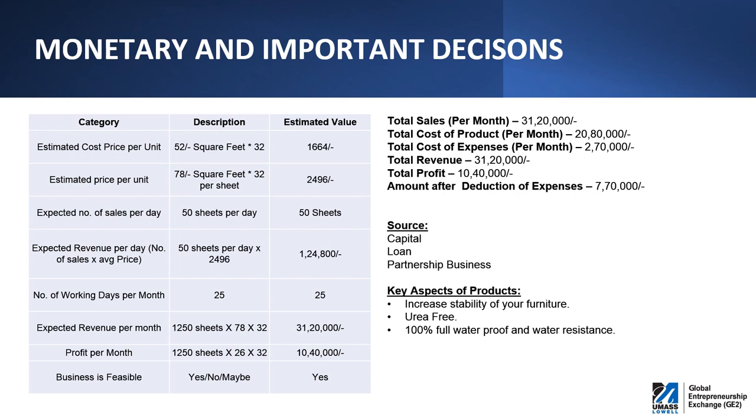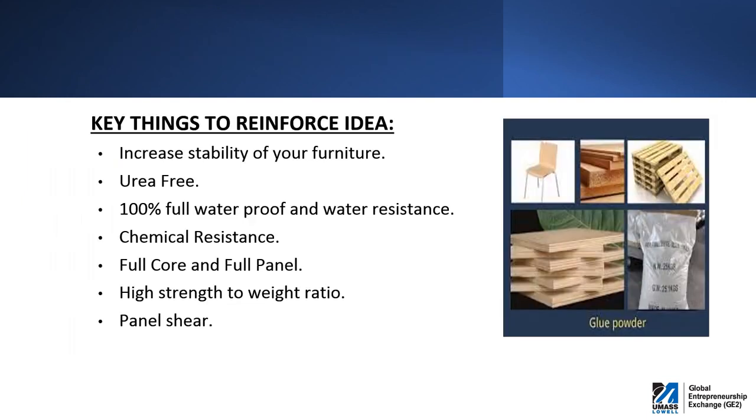If we start the business, it is necessary that we have proper sources of funds. Either we use our capital from one venture to another. Second, we must have a loan. We can use business loans, or we can also start with a partnership from the same country or another business. These will be the key things in our product: it will increase the stability of furniture. It will be urea free, 100% fully waterproof, chemical resistant, full core and full panel, 15 layer, 15 core ply. So it will be long lasting for the business, and it will be a panel sheet.